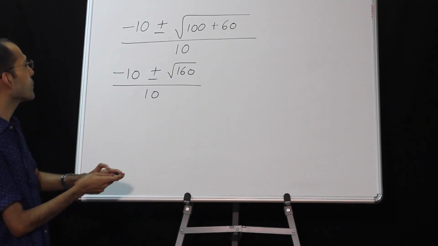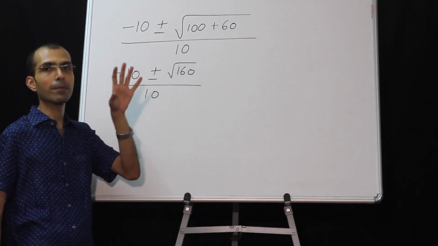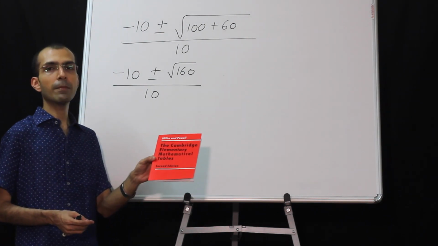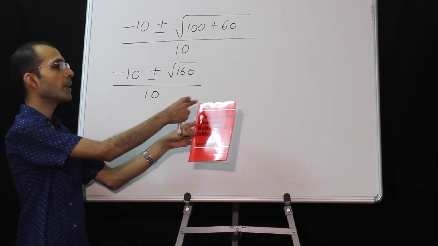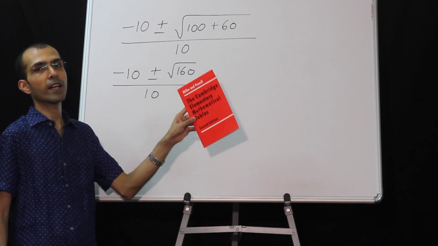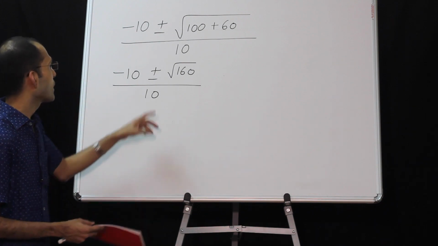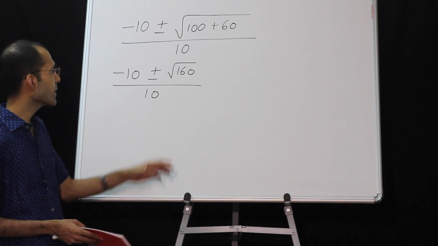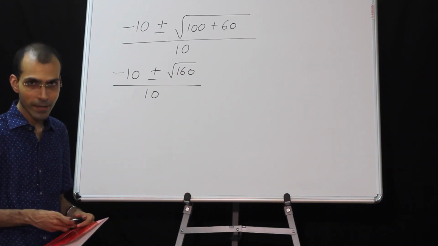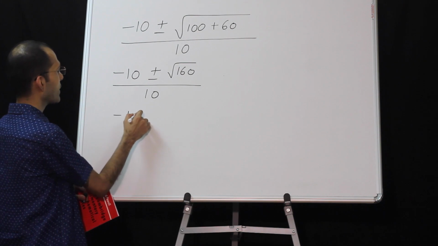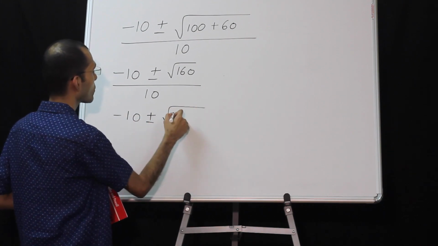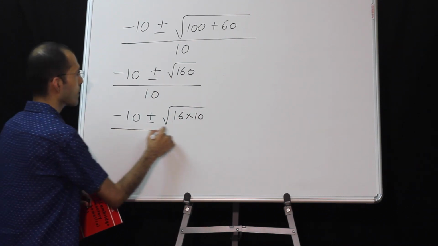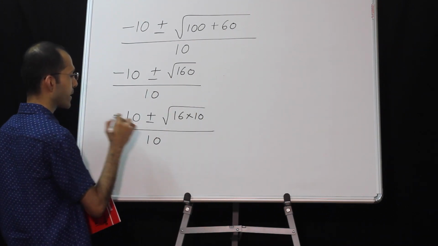Now here comes the use of mathematical tables. So you have to keep in mind with you Cambridge Elementary Mathematical Tables by Miller and Powell. This book you need to have with you. Square root of 160, don't be in a hurry to find square root of 160. This can be easily split. So it will be minus 10 plus or minus square root of 16 into 10. This is the best possible splitting. The whole divided by 10.